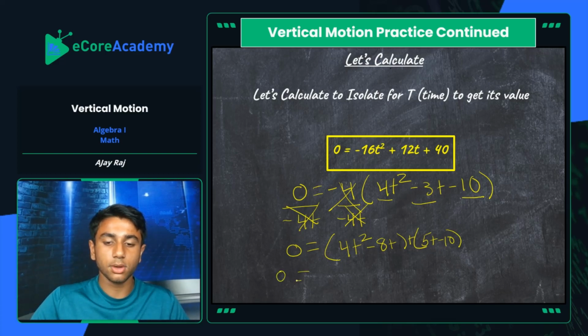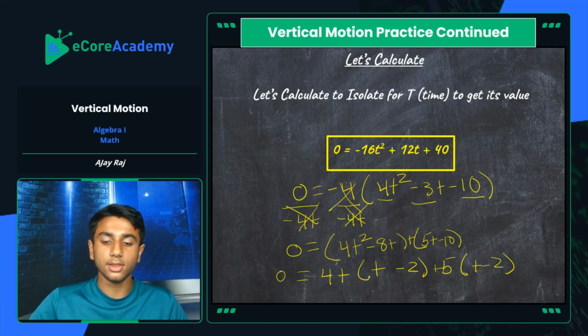So we're left with 0 equals, and we can factor out a 4t from this binomial here. So 4t, we're left with t minus 2. And then on this side, we can factor out a 5. So we're left with 5 times t minus 2.